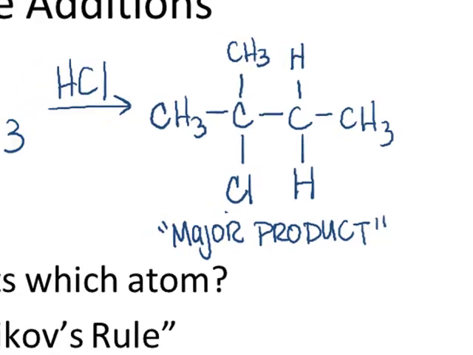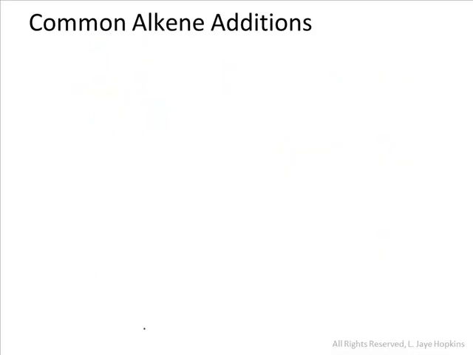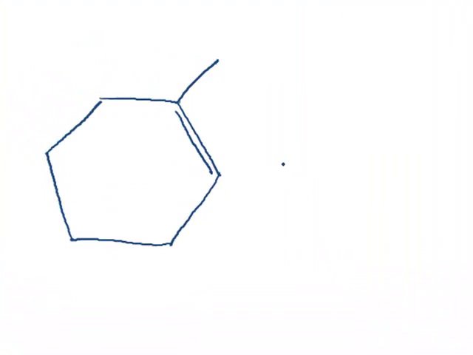In most cases in this class, I'll always ask you to only draw the major product. And this is another classic example where we would probably leave the minor product off completely because it's not what we intended to get from the reaction. Let's try one so you can get some practice. Here's a molecule. If you were to add HBr to this molecule, draw what the major product would be.